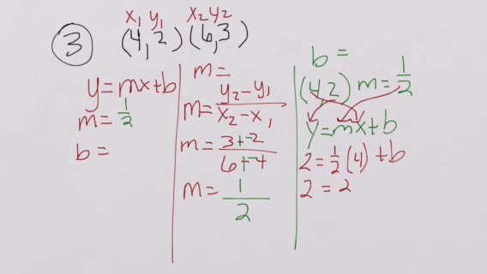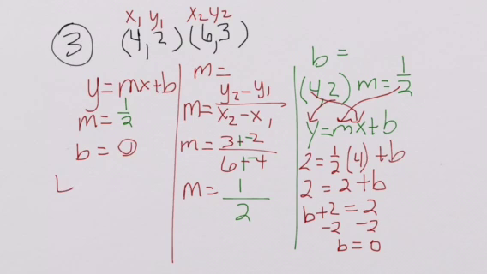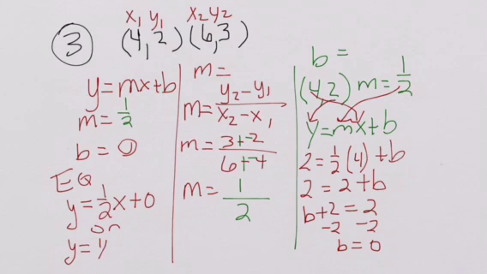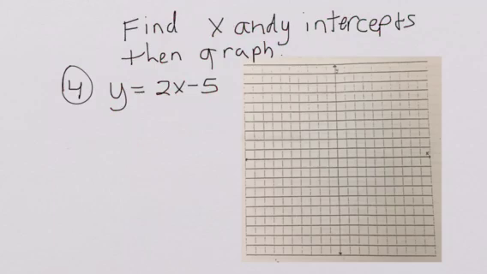2 is equal to 2 plus b. Now I'm going to ask, is the variable on the left? It's not, so I'm going to use symmetrical and commutative property of addition. So b plus 2 is equal to 2. 0 pair out the 2, so b is equal to 0. So my equation is going to be y is equal to 1/2 x plus 0, or y is equal to 1/2 x. Either one of those is my equation of the line.